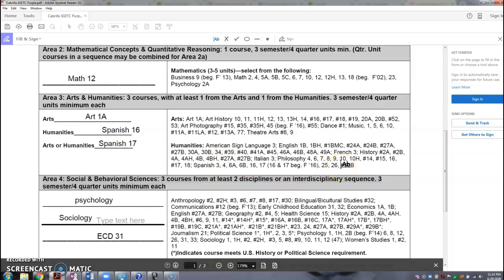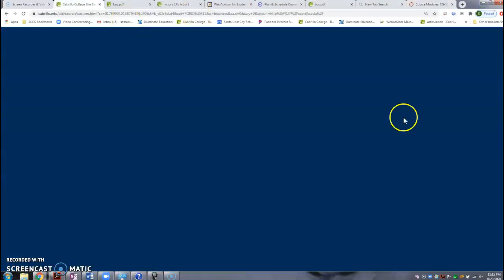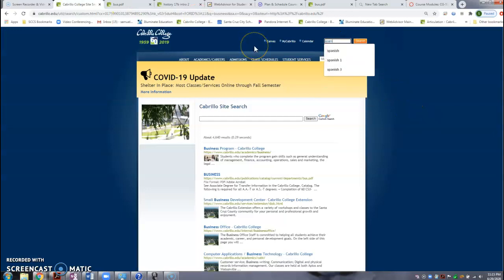For CSU, the yellow form, you'll see that Spanish 1 will be here, French 1, Italian 1. Those count. So you could do Spanish 1, you can do French 1, French 2. If you want to do UC, or the IGETC, you've got to do higher levels. Or you could do Spanish 16, Español para Hispanohablantes, or that one. Now, if I don't know what they are, then I want to say, okay, what's the Spanish 16, 17, or 25? You go to Cabrillo, do Spanish.